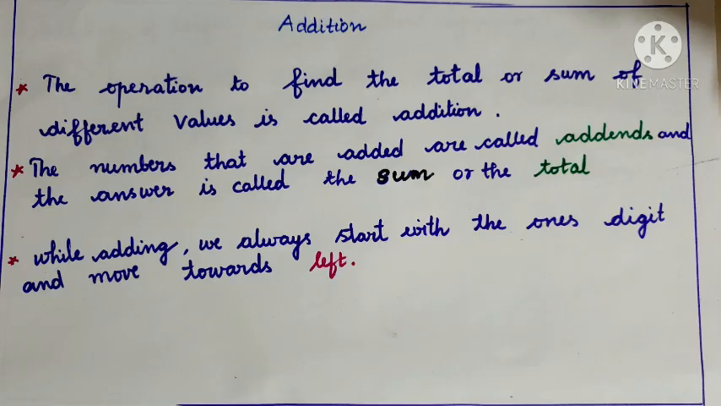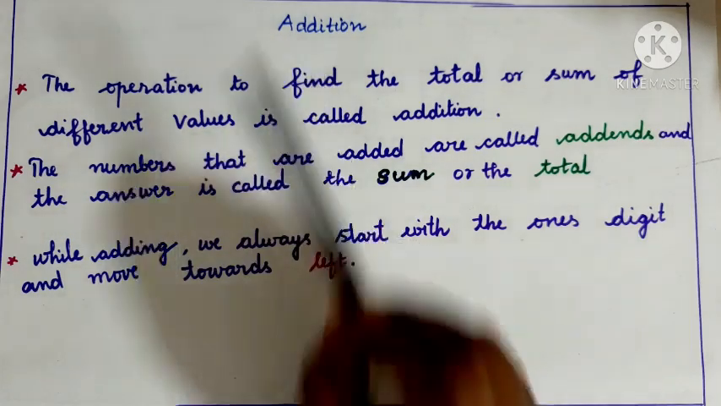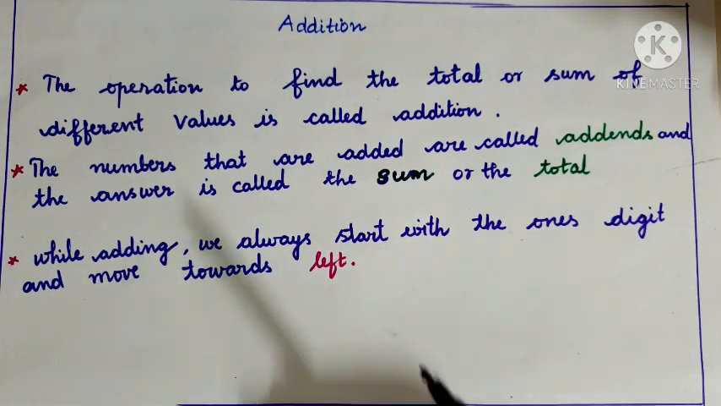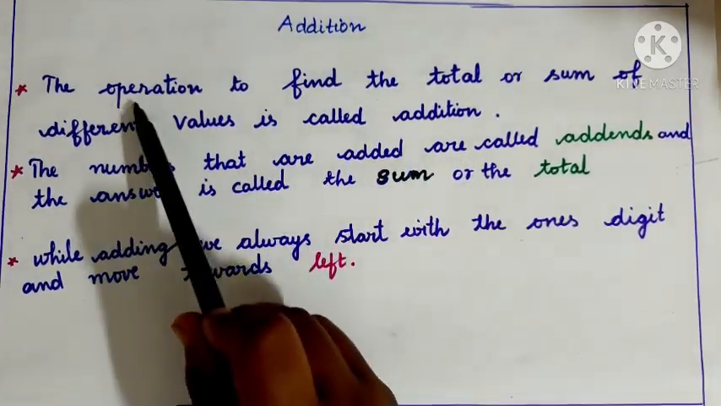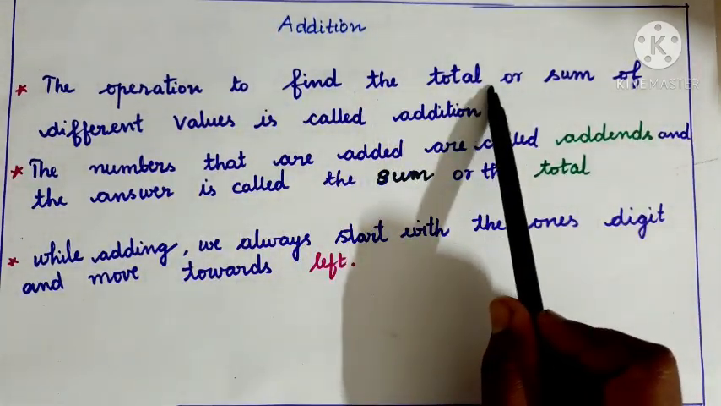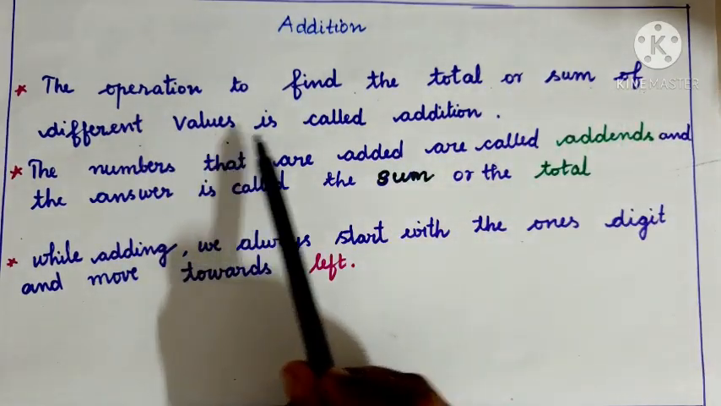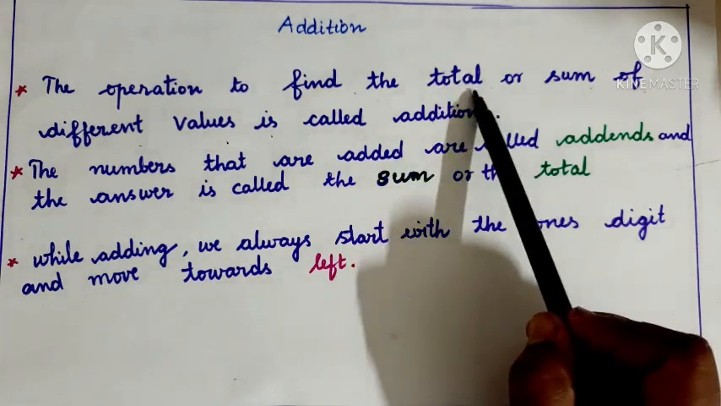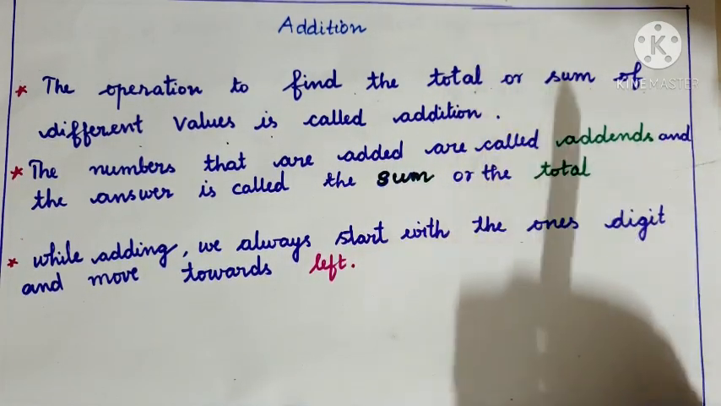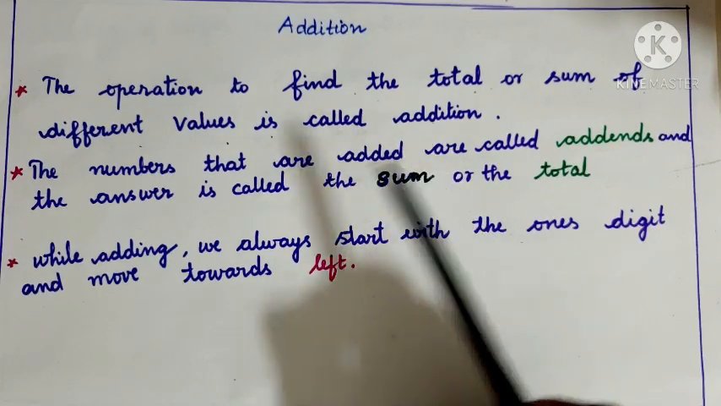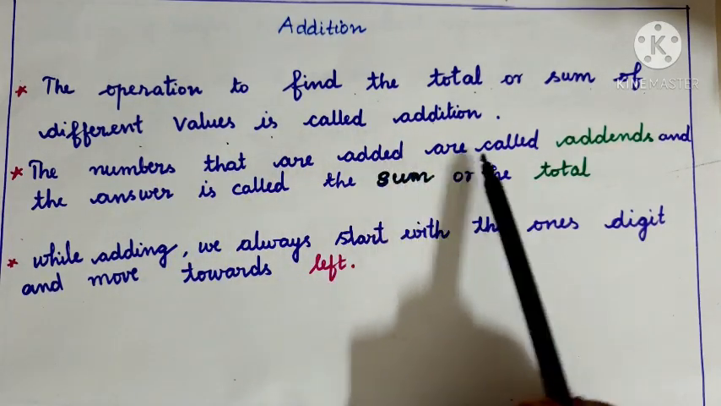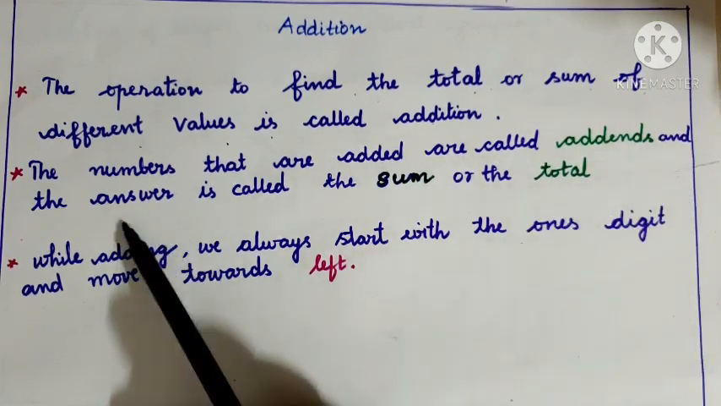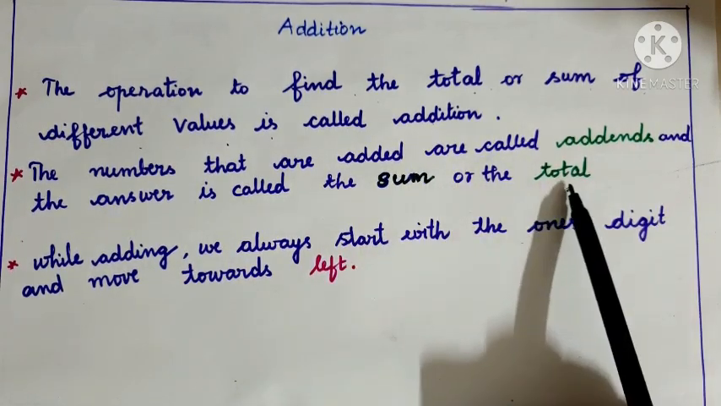Today we are going to see a new chapter, chapter 2, addition and subtraction. Today we are going to see addition. Okay. So let me define what is addition. The operation to find the total or sum of different values is called addition. The words total or sum together denote addition. The numbers that are added are called addends and the answer is called the sum or the total.